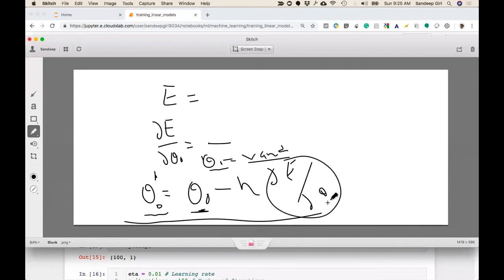Now, if this rate is positive, meaning as theta increases, error increases, correct? Therefore, we need to subtract, we need to decrease theta. If the error rate is negative, as in when we increase theta, error comes down, in that case this will be negative, and hence theta will increase, because our overall objective is to bring down the error. So you can see that it's an iterative approach.